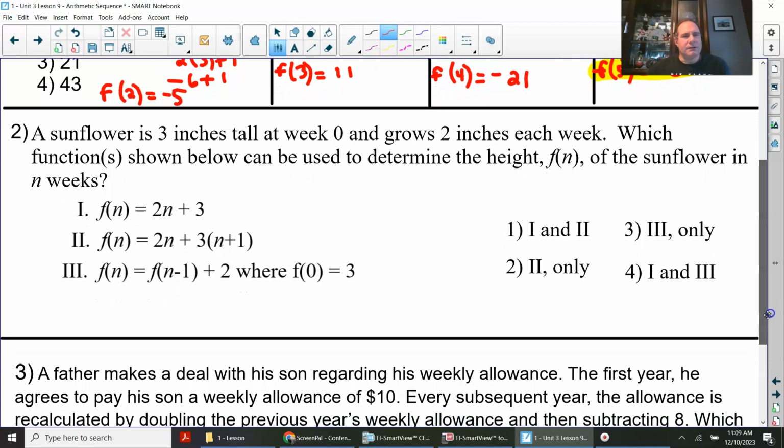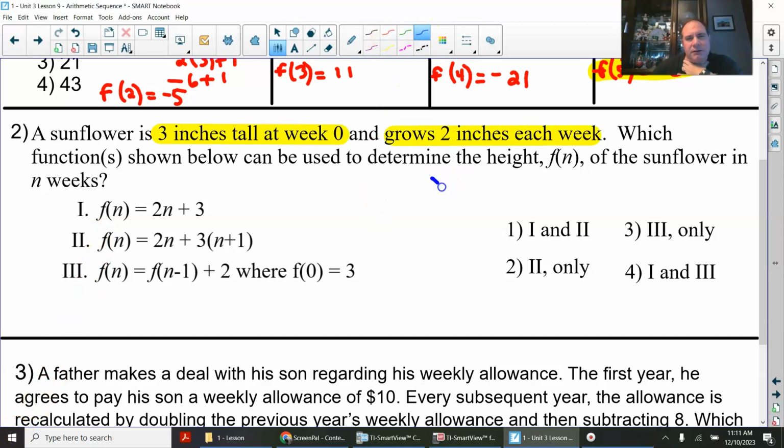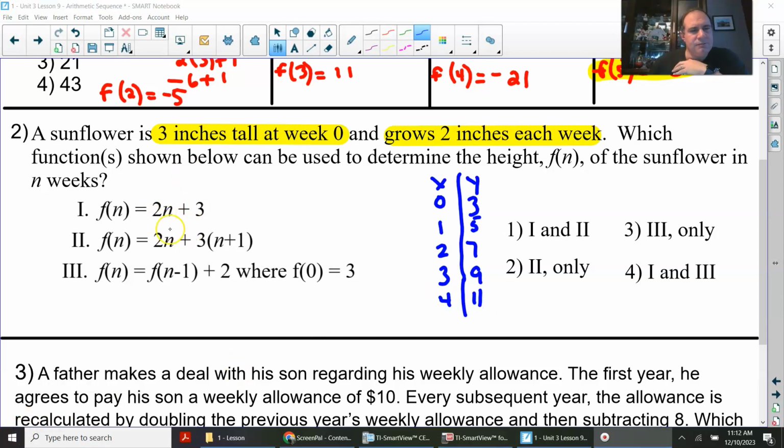All right. A sunflower is 3 inches tall at week 0 and grows 2 inches each week. Which function shown below can be used to determine the height, f of n, of the sunflower in n weeks? Honestly, I would just try to break this down in an xy table. At 0, it's 3 inches, first week 5, second week 7, third week grows 2 inches, 9, fourth week 11. This is y equals mx plus b, so you could easily get that the y-intercept is 3.